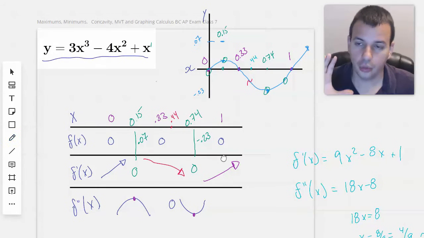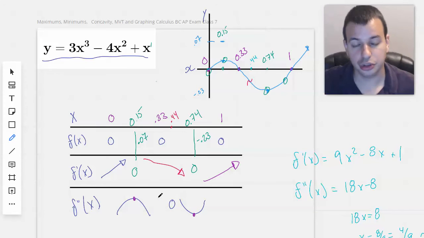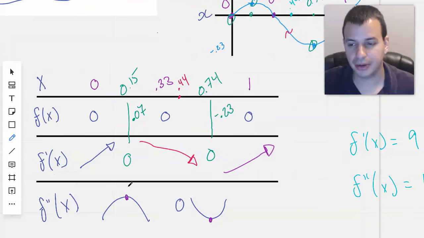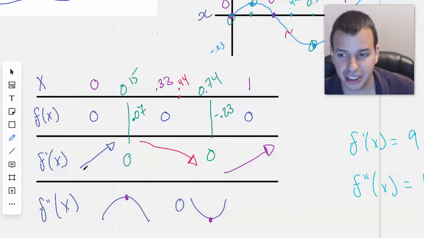So when you're asked to justify, you can use your sign chart, but you basically just read off what your sign chart says. It goes up, comes down. Between the up and down was a maximum, using the first derivative test.